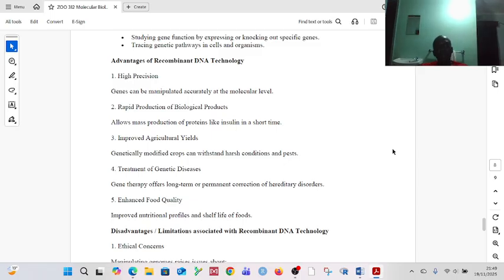Okay. When you've genetically modified crops, you've modified a particular crop possibly so that it can withstand conditions or pests, then you end up improving the yield in agriculture. So that is an advantage. It can also be used in the treatment of genetic diseases. It can also enhance food quality.